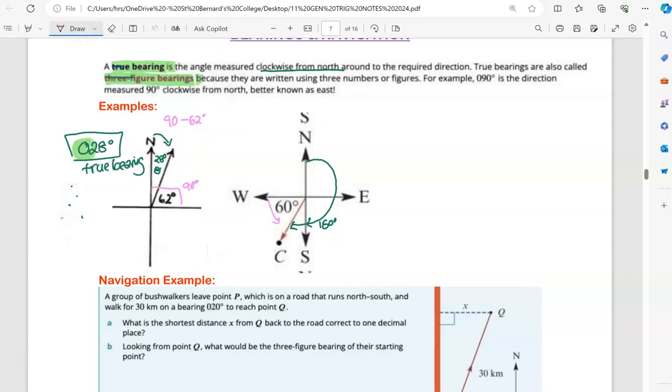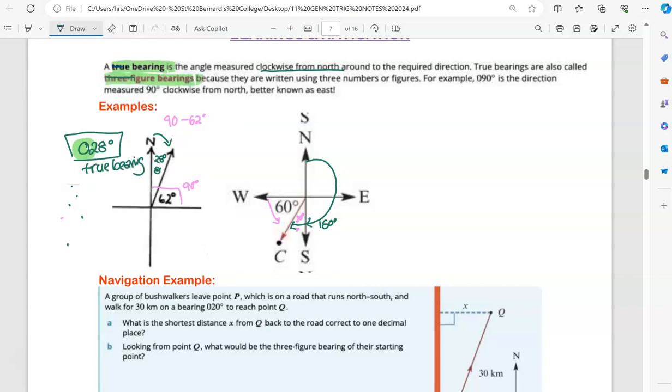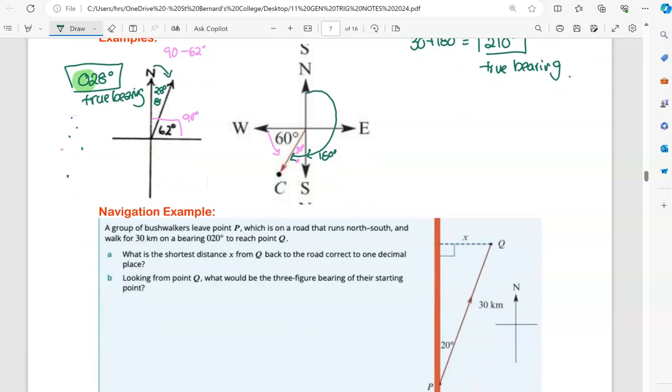And then they're saying in here is 30. So I'm going to add another 30. So what would the true bearing be? It's going to be the 30 plus the 180, which equals 210. So that's already three digits, so that's okay to look at like that. So that's a true bearing. You start from north and you go clockwise, like the clock hands turn around.